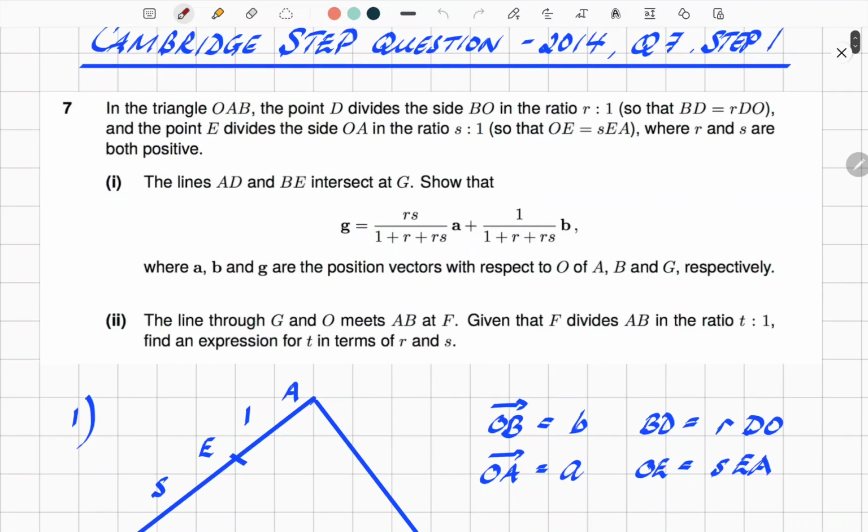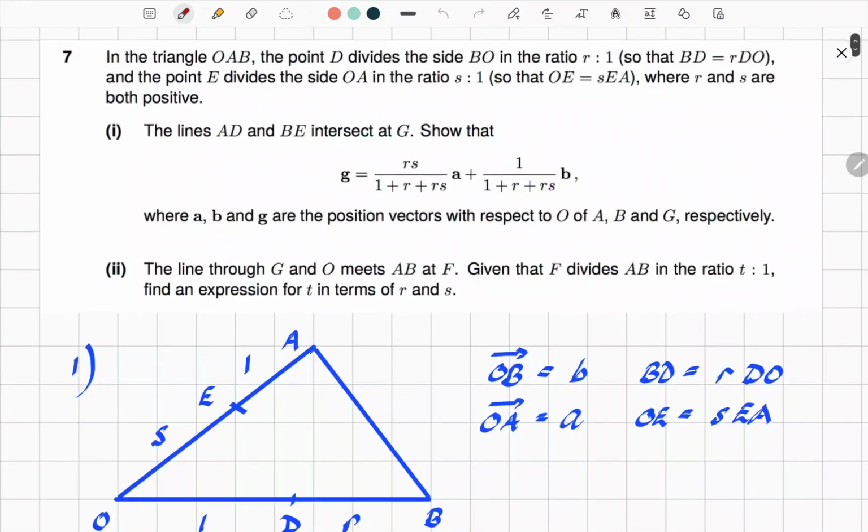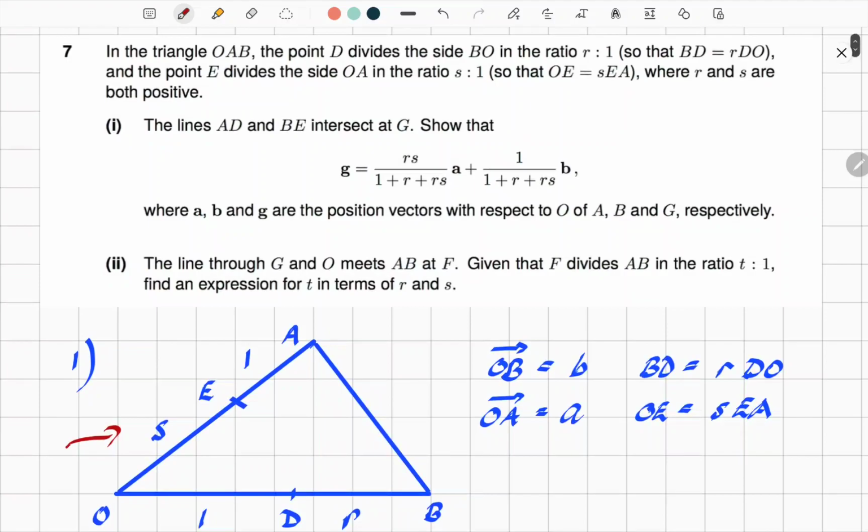So what's this question all about? It's got a triangle, and I'm going to refer to this diagram here below. You've got a triangle OAB, and it starts giving you some data. The point D divides side BO. Watch out, they've referred to the direction as being BO, not OB like we would normally assume, in the ratio of R to 1, so that BD is R and DO is 1.